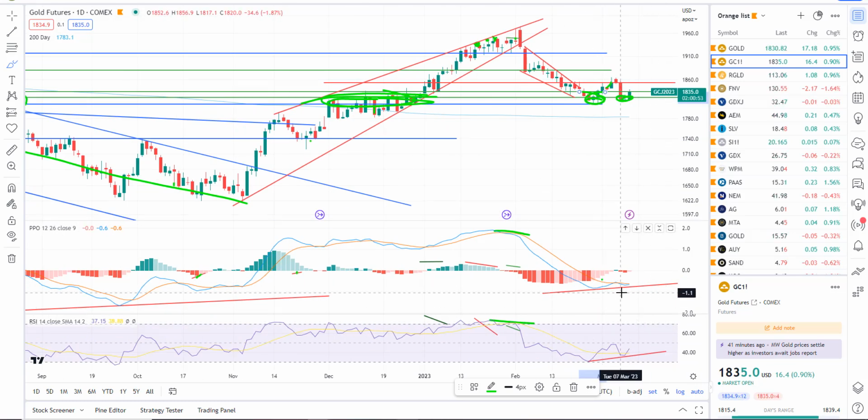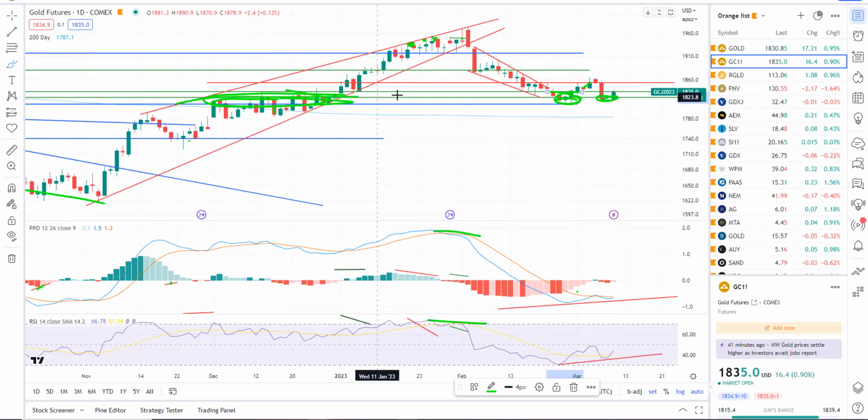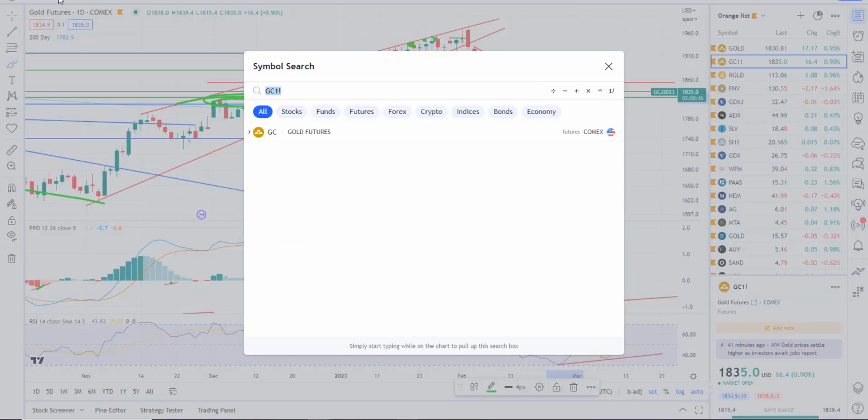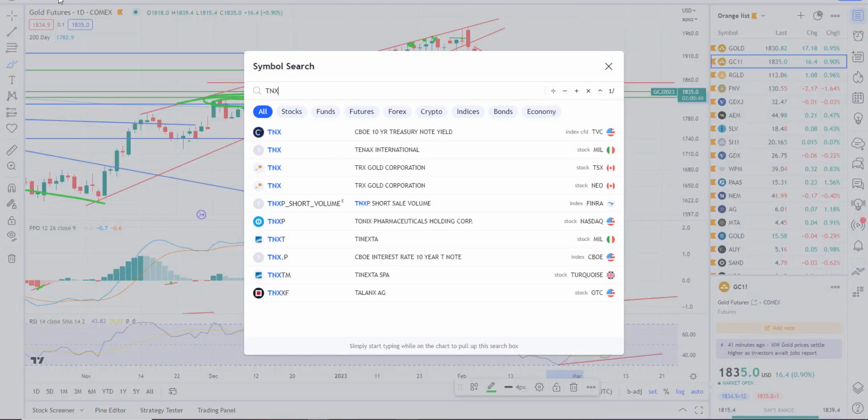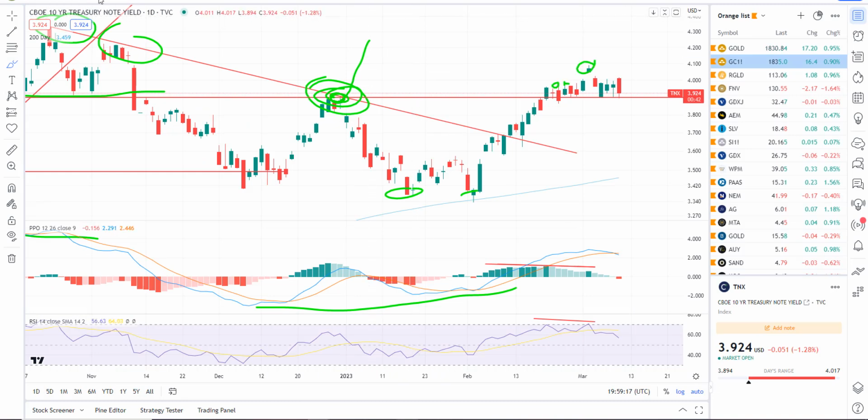We're starting to build that bullish divergence. I think the downside's limited. This chart tells me that. I want to flip over and look at the bonds, all right? This is the interest rates, TNX.